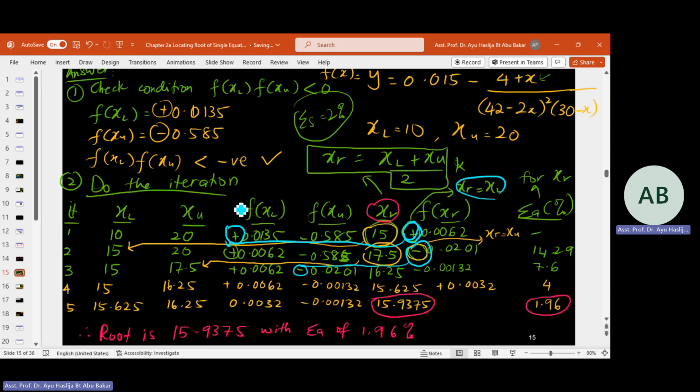According to the condition, if f(xl) multiply with f(xr), if negative, xr will be the xu. Or else you just replace this f(xr) value to the previous f(x) value. We play around with this value only, to replace the value positive and negative: f(xl), f(xu).